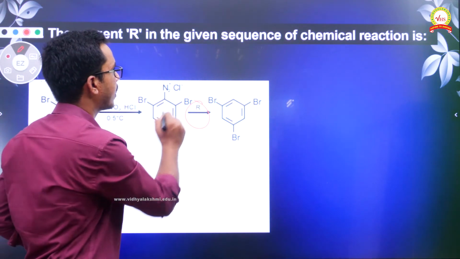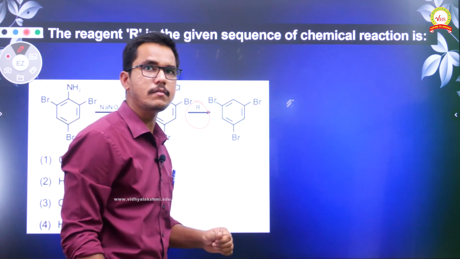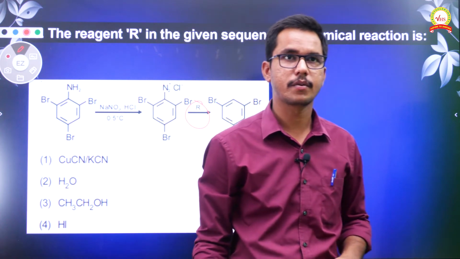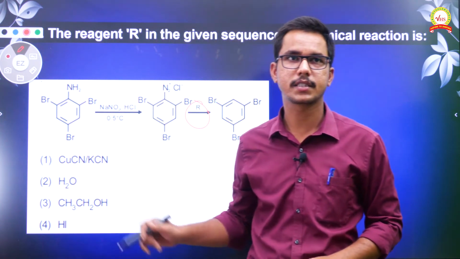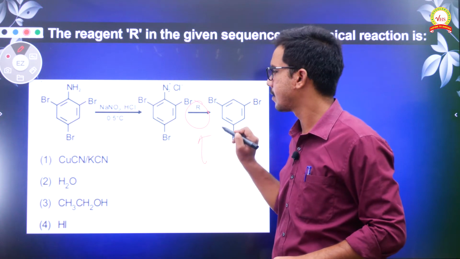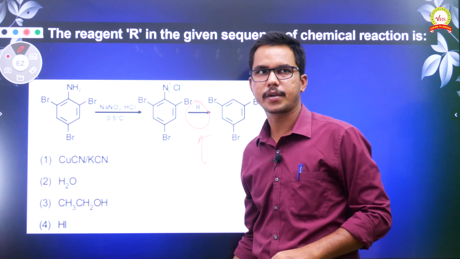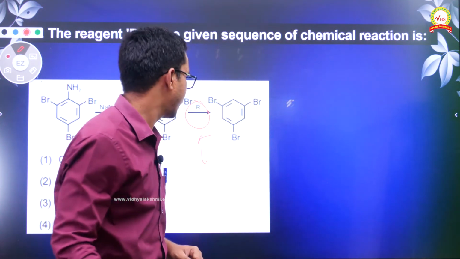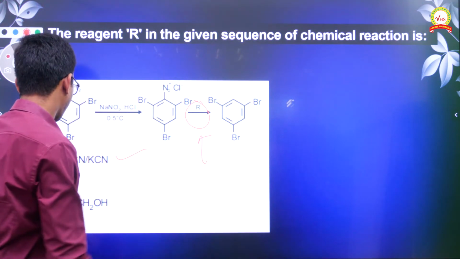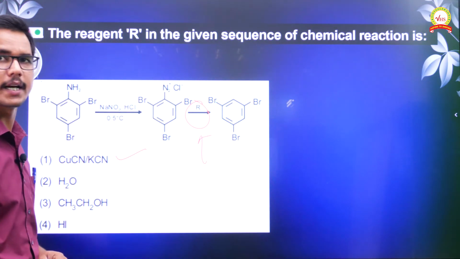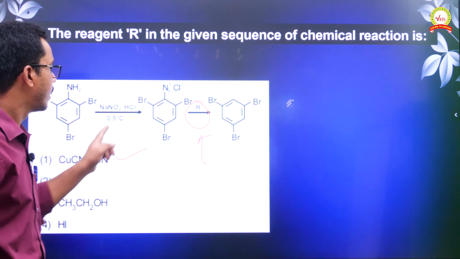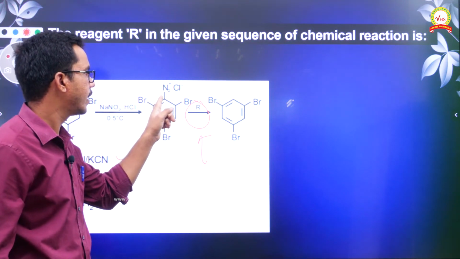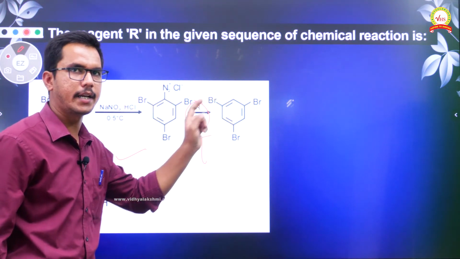The reagent R, here we have R over there. In the given sequence of chemical reactions, we have to identify what R is. In the case of the first one, copper cyanide and potassium cyanide are there. If we use this reagent in the place of N2, we will get the respective cyanide group over there.